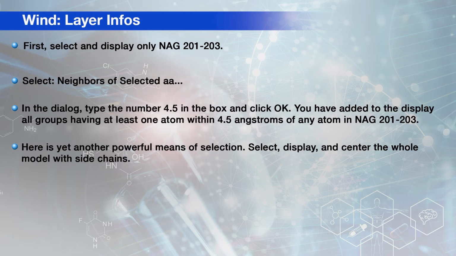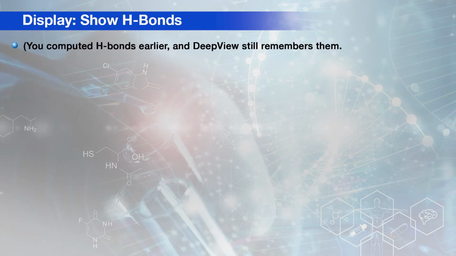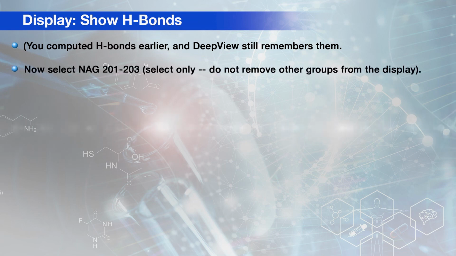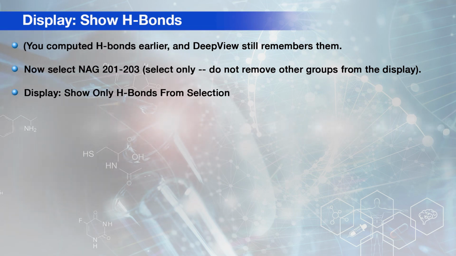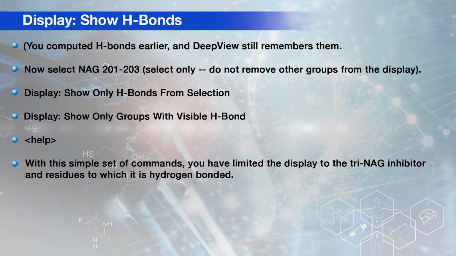Select display and center the whole model with side chains. Display. So, H bonds, you computed H bonds earlier and Deep View still remembers them. Now, select NAG 201 to 203, select only, do not remove other groups from the display. Display, show only H bonds from selection. Display, show only groups with visible H bonds. Help. With this simple set of commands, you have limited the display to the tri-NAG inhibitor and residues to which it is hydrogen bonded.